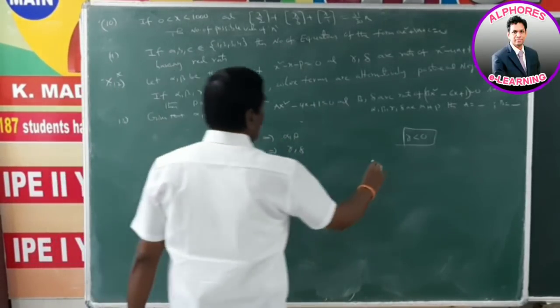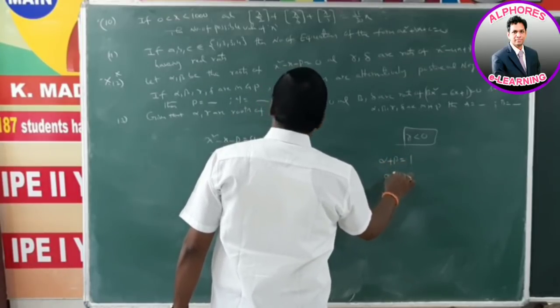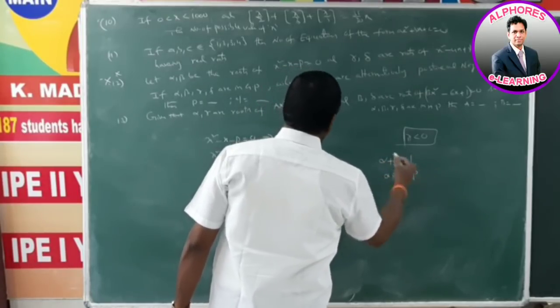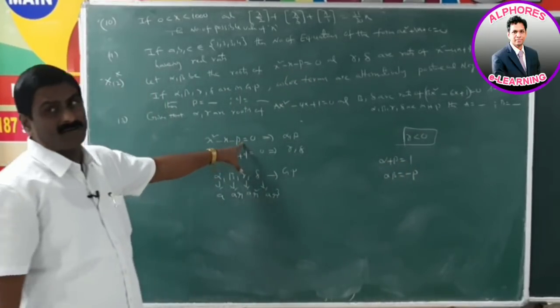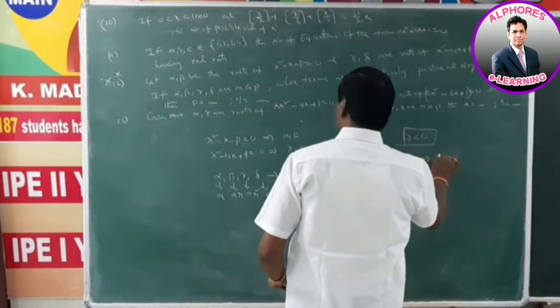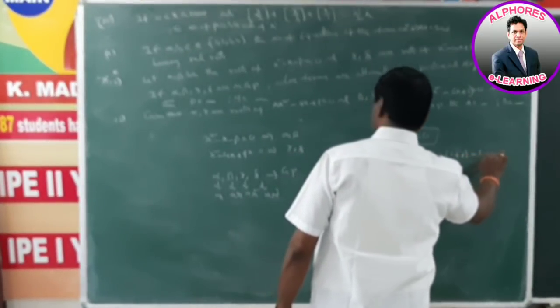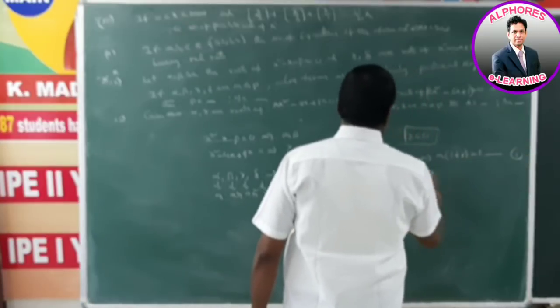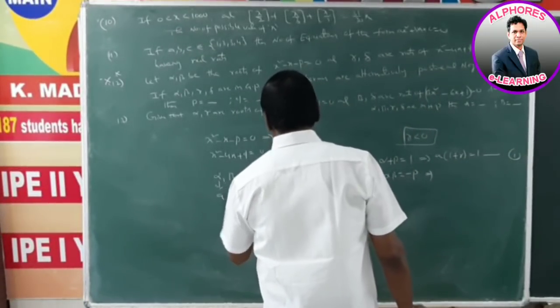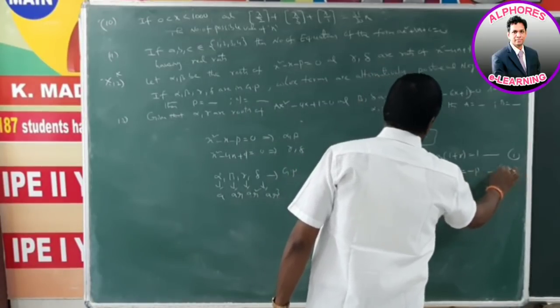From the first equation, the roots are alpha, beta. Sum of the roots, alpha plus beta, is equal to 1, and product of the roots, alpha beta, is equal to minus C by A, that means P. Sum is minus B by A, product is C by A. Alpha plus beta means A plus AR, that means A into 1 plus R is equal to 1. It is equation number 1. Next, product of the roots means A into AR, that means A square R is equal to minus P. It is equation number 2.